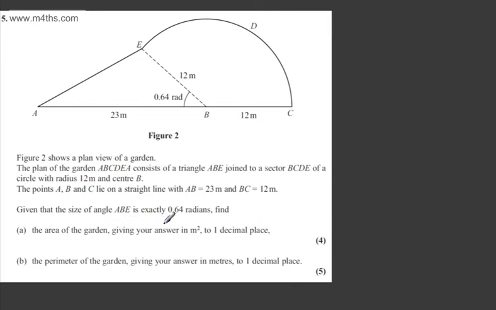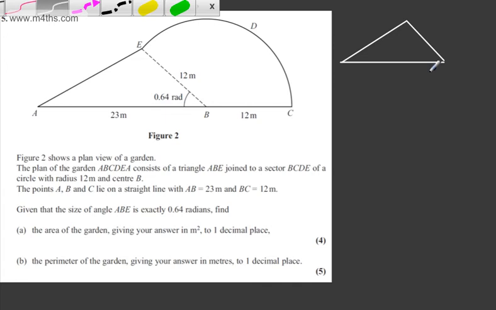the garden, giving your answer in metres squared to one decimal place. The question carries 4 marks. So what we're looking at then is the area of a triangle and the area of a sector. What I'm going to do is just draw this up, and we're going to first start with the area of the triangle. If we look at the area of the triangle, we have the angle, and that's 0.64 radians.